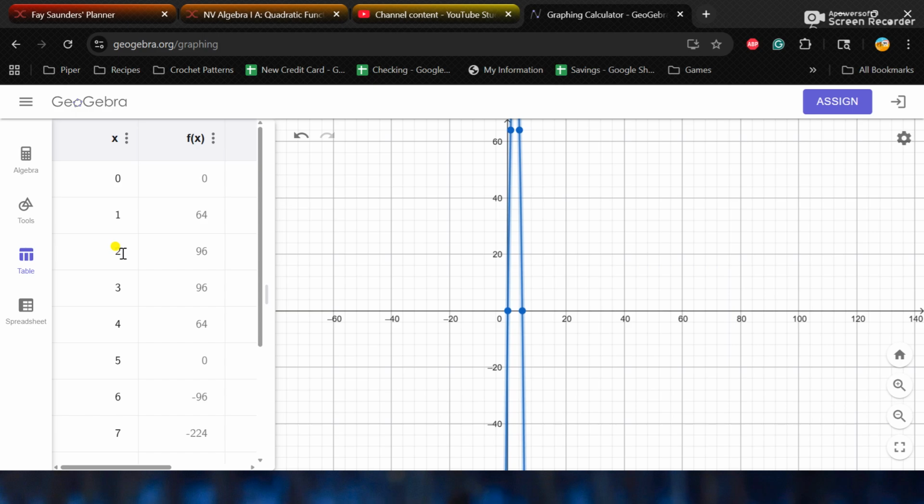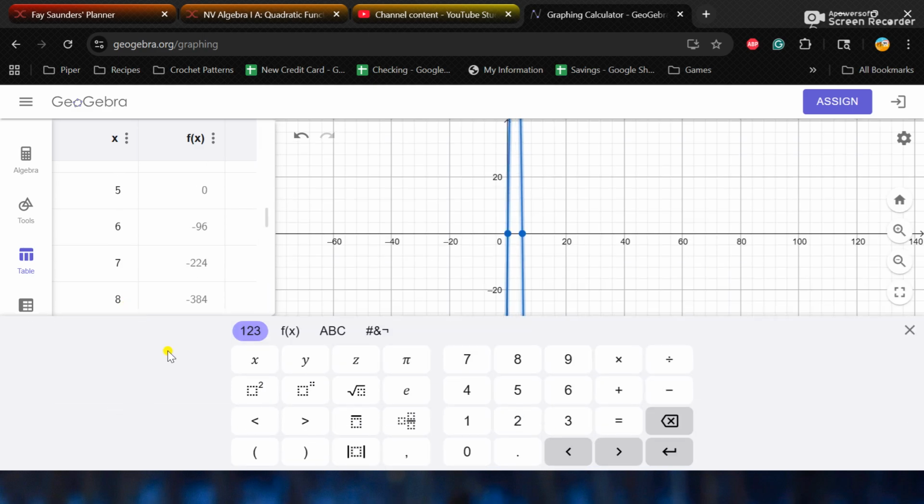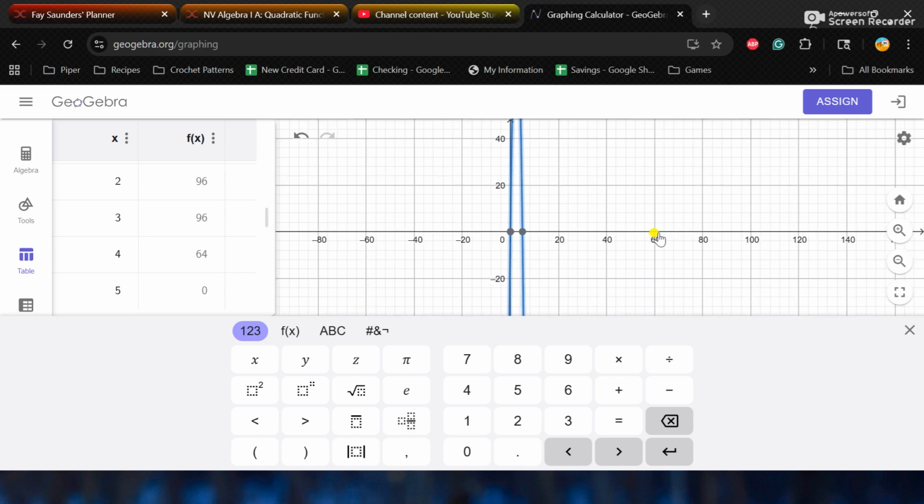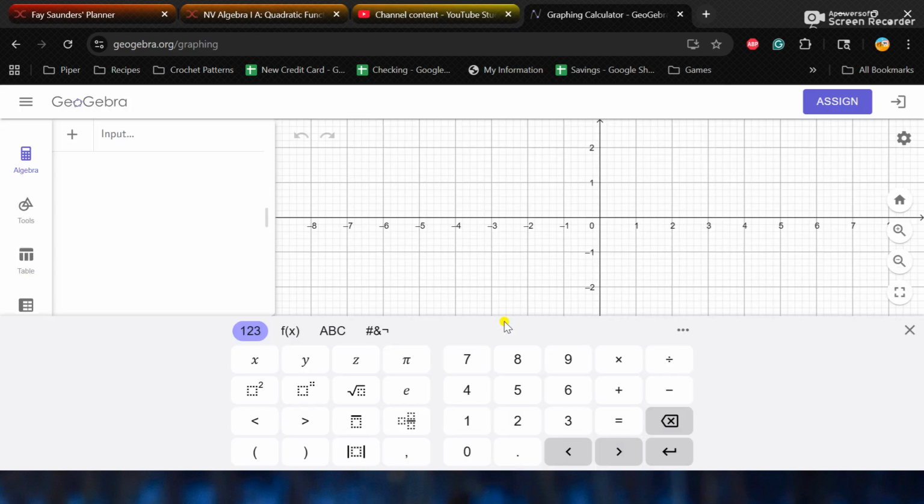Anyway, it wants to know what it is at 2. So at 2, it's 96. At 2.5, now this is what I love about this. I can come down here and go 2.5 and hit enter, and look, it tells me. At 2.5, it's 100. At 0, it's 0. And at 1, it's 64. This is really handy. This is really nice. Let's go ahead and clear all and discard.